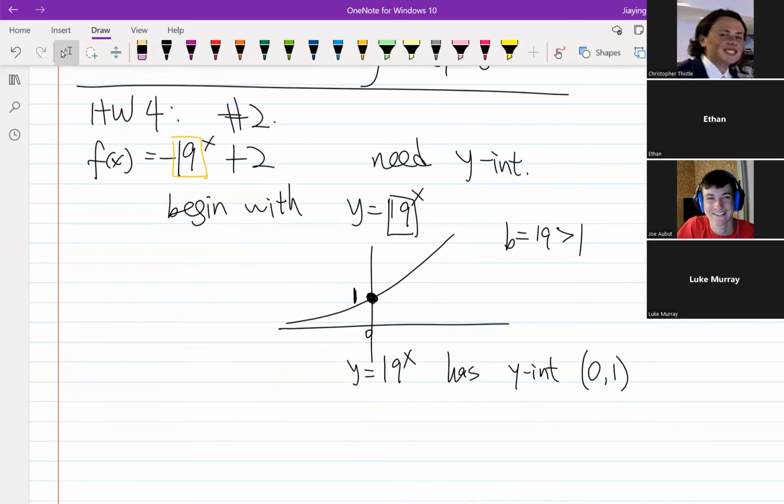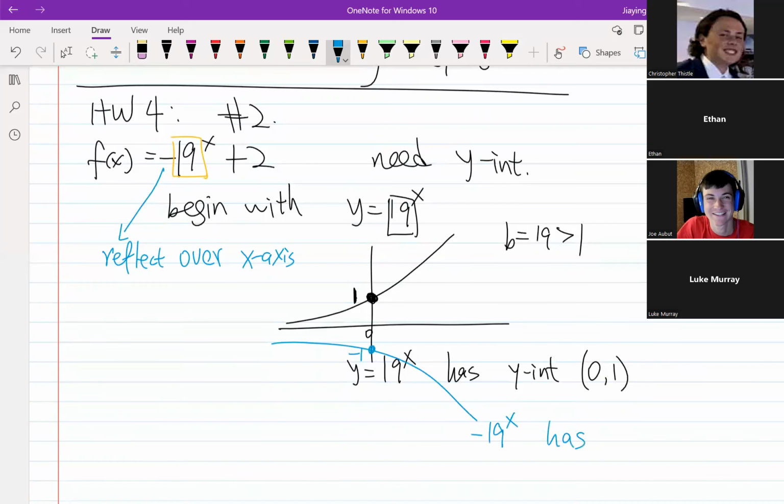And then if we think about what the negative sign does to this 19 to the x function, that negative sign is going to flip the function over the x-axis. It's going to reflect over the x-axis, and we're going to end up with a graph below the x-axis. The point 0, 1 will be reflected to 0, -1. So the new function, -19 to the x, is going to have y-intercept 0, -1.